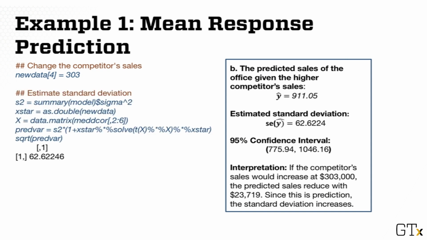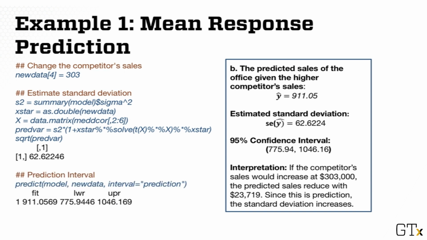In order to estimate the standard deviation, we use a very similar approach, except that now we have to take into account that for prediction, we need to add one sigma square hat, but the rest is going to be the same. And for prediction, again, we're going to use the predict R command. We'll input in this command the model, the fitted model, the new data, where we change the competitor sales, and we also have to specify that we're interested in the prediction interval.